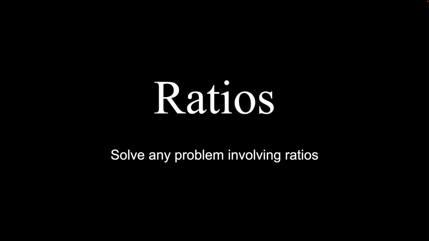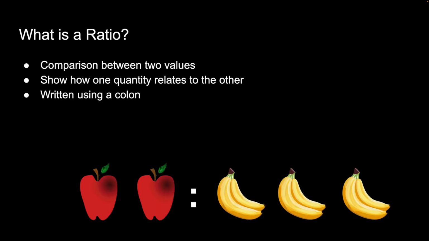Today we're going to be taking a look at ratios and how you can solve any problem involving ratios. Firstly, what exactly is a ratio? A ratio is a comparison between two values and it shows how one quantity relates to the other. Ratios are written using a colon. For example, here we have an illustration that represents 2 apples and 3 bananas. So the ratio we could say is that the ratio of apples to bananas is 2 to 3.